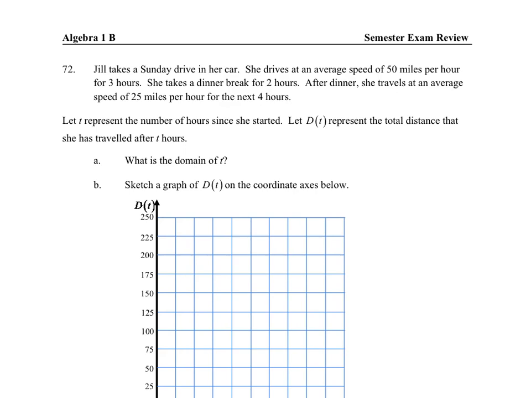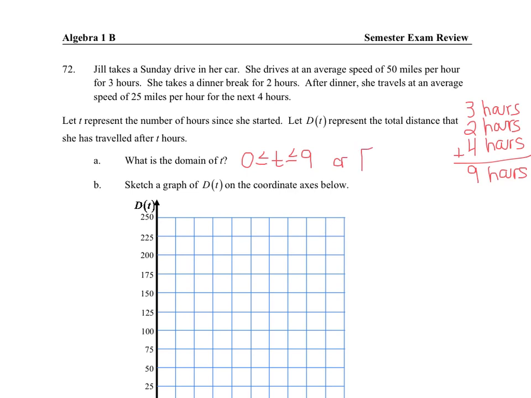So first of all, she's driving for a total of 3 hours at first, and then she takes a 2-hour dinner break, and then she drives for another 4 hours. This gives us a total of 9 hours, meaning she's driving from 0 hours to 9 hours, and that is our domain. We're going to include both 0 and 9. And so our domain is going to be 0 is less than or equal to t, which is less than or equal to 9. You can also write it in the notation [0, 9] with brackets because we're including 0 and 9.